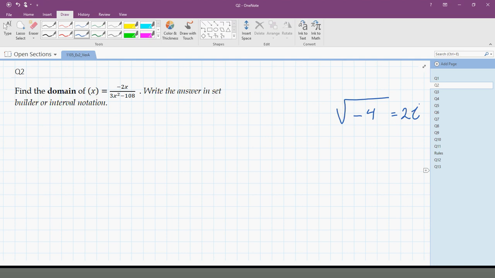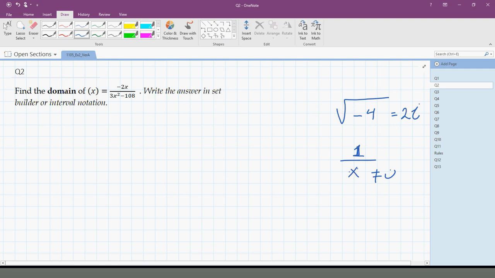And when we have a fraction, that will be the other case. When we have a fraction, we have to figure out which number will make the denominator 0, so we don't use that number, because our denominator cannot be 0, because it will be undefined.